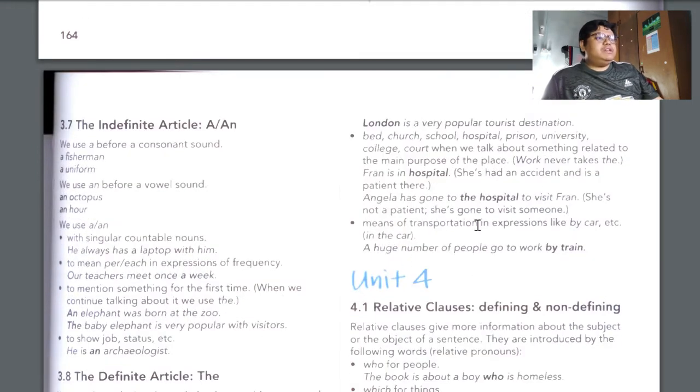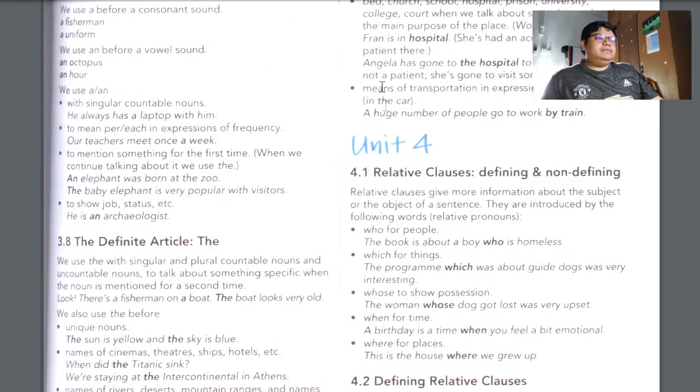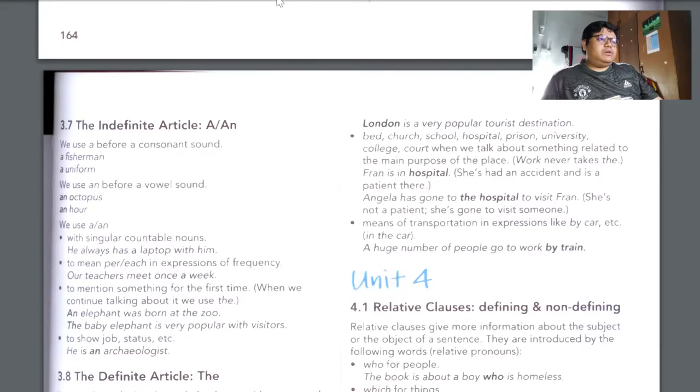Okay, means of transportation in expressions like by car. Okay, kalau kita guna by lah, senang cerita kat sini if we use by, then we don't have to use article. By car, by bus, by train, okay, tak perlu ada article. Tapi kalau kita tak pakai by, kita pakai in. I left my phone in the car, barulah kita pakai article. Okay, so I hope you understand the meaning ataupun the usage of article, indefinite article a and an, and also the definite article the.